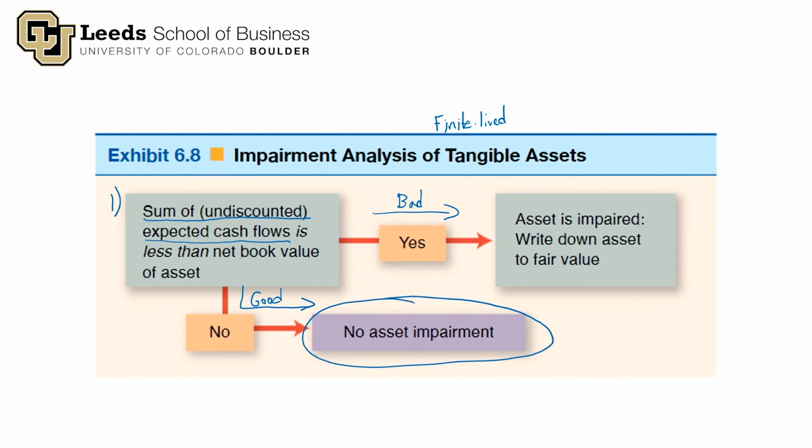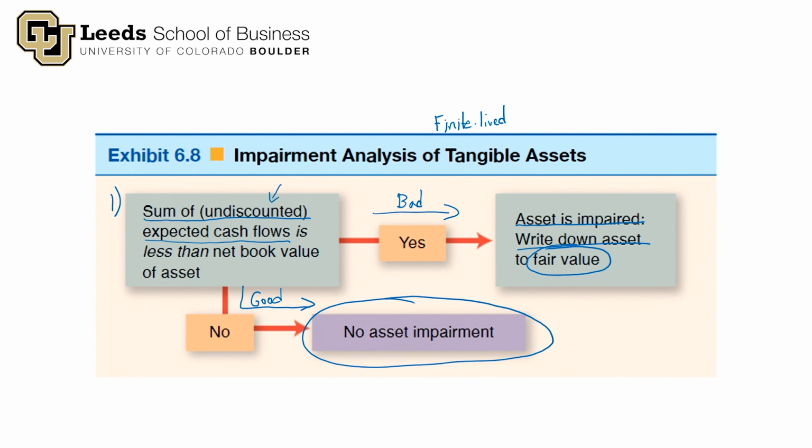So let's imagine that we're in the bad scenario. We added up our future cash flows and they're less than our book value. Well, now we need to take an impairment. So now the key is to calculate the size of the asset impairment, okay? So if we said yes, the asset is impaired, and the write down is you write the asset down to its fair value, okay? So not its undiscounted cash flows.